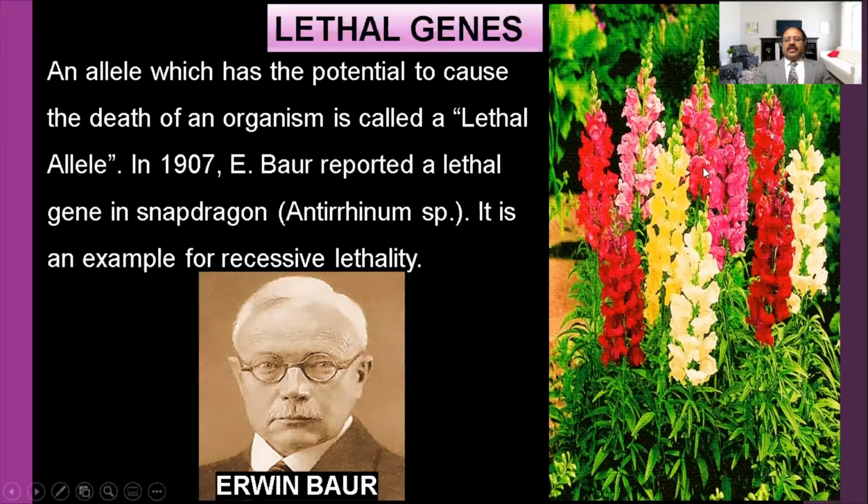Different types of lethal genes are present: dominant lethal allele, recessive lethal allele or recessive lethal gene, and so on. When he studied the Antirrhinum or snapdragon flower, he found that only recessive lethal genes are present in the snapdragon flowers.